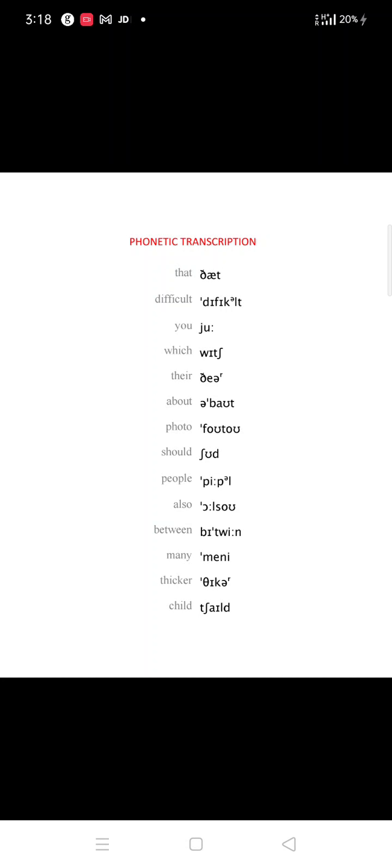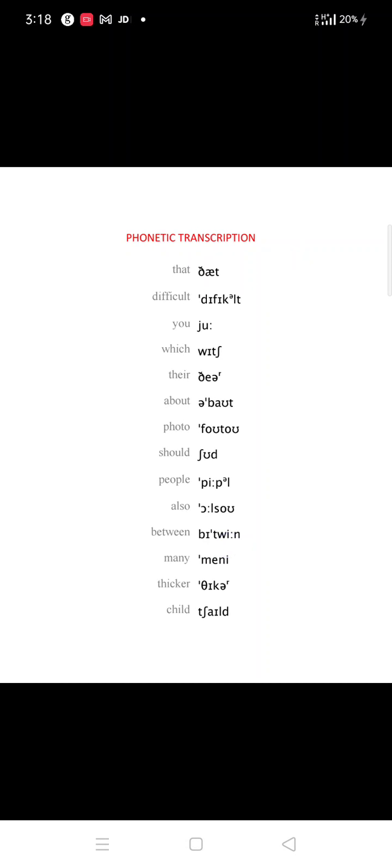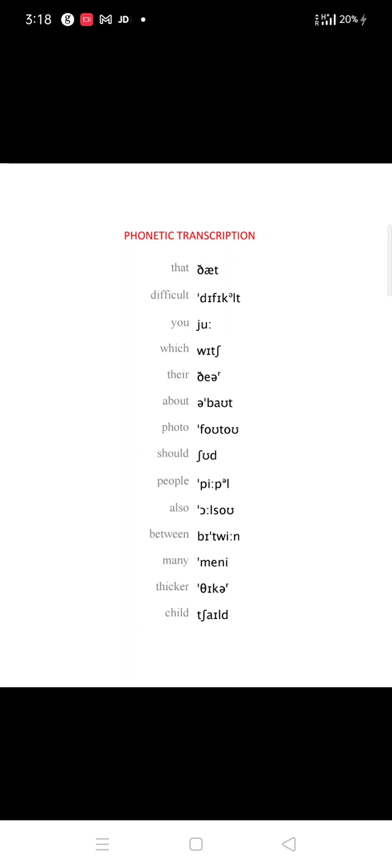Very simple. As we already discussed all the sounds in our previous classes, I hope that you all are now familiar with them. That means you are able to identify the correct sounds used in a word. And I hope you all know about the symbols also, whatever we discussed in our previous classes. So let's start. How can you do phonetic transcription?